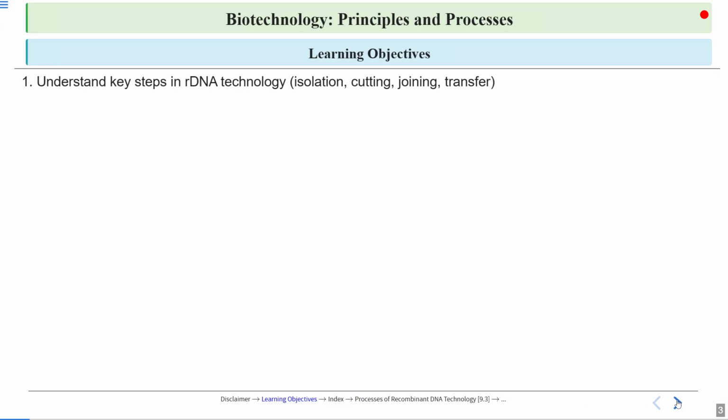So, what are going to be the learning objectives of today's class? First, we will understand the key steps in recombinant DNA technology. The key steps involve isolation, cutting, joining, and transfer. Isolation of DNA we have studied in the last class, but we are going to touch this topic again today. Cutting, that is using restriction endonucleases for cutting our DNA at the specific point. Then joining of the foreign DNA and vector DNA using DNA ligase, and then transferring that recombinant DNA into the host cell.